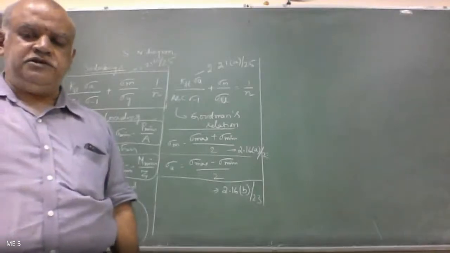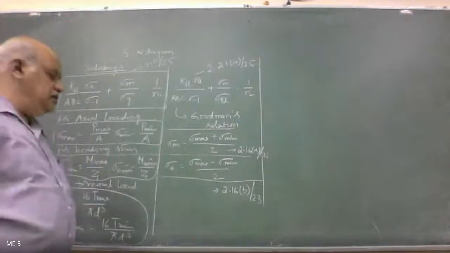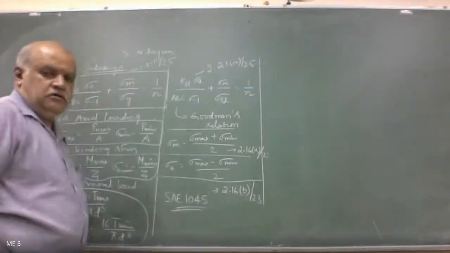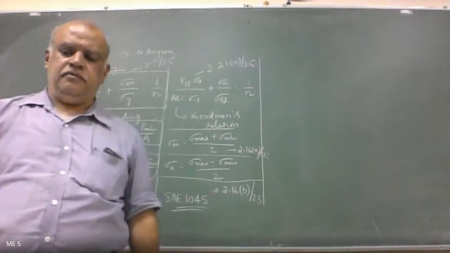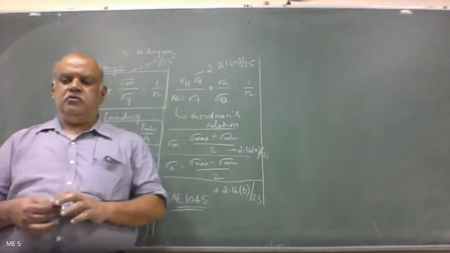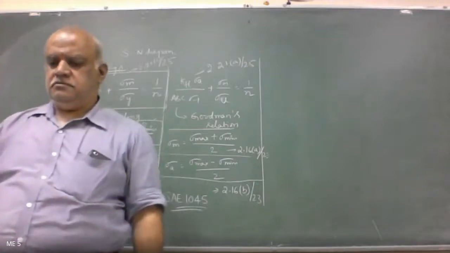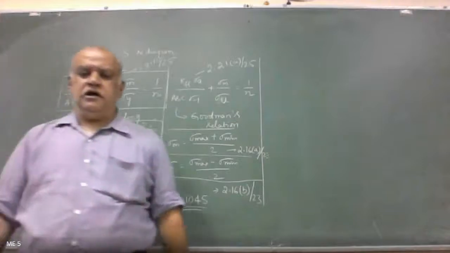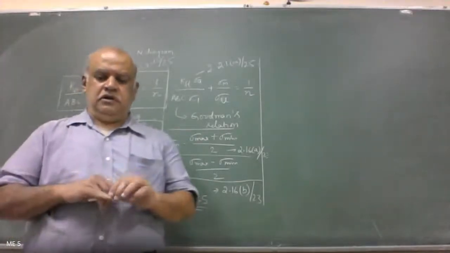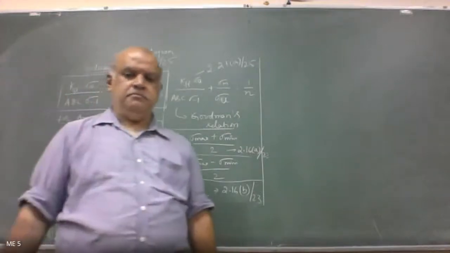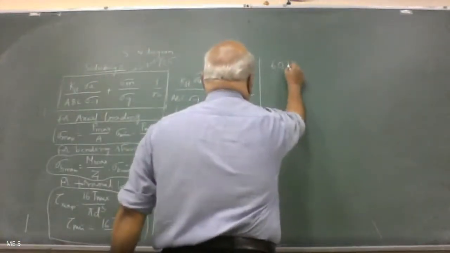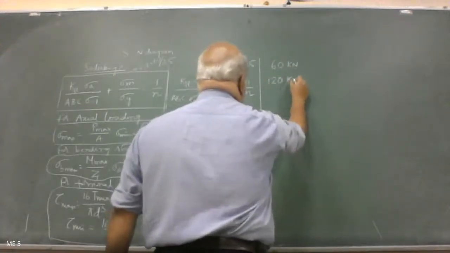Note down. A SAE 1045 steel rod is subjected to a tensile load that varies from 60 kilonewton to 120 kilonewton.